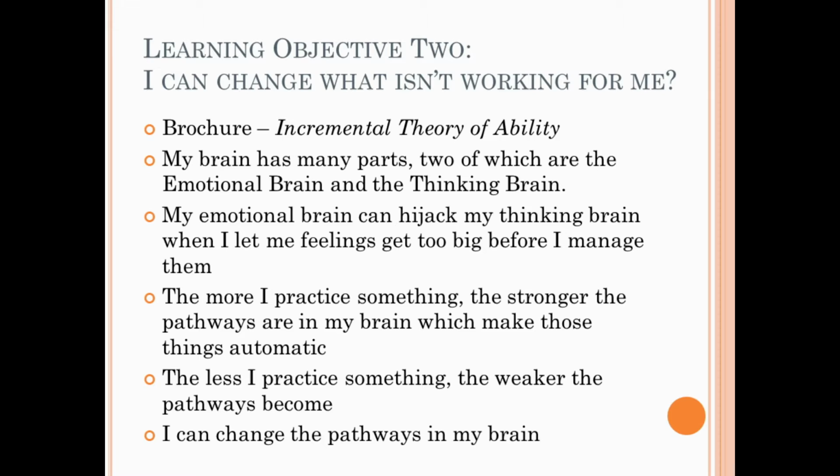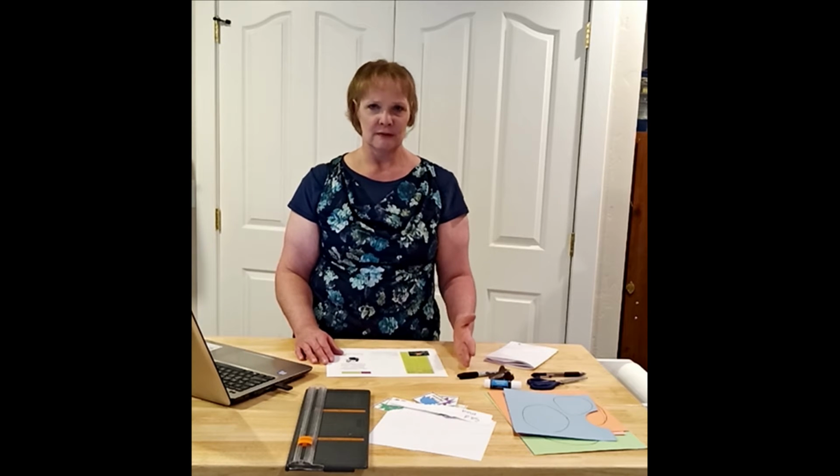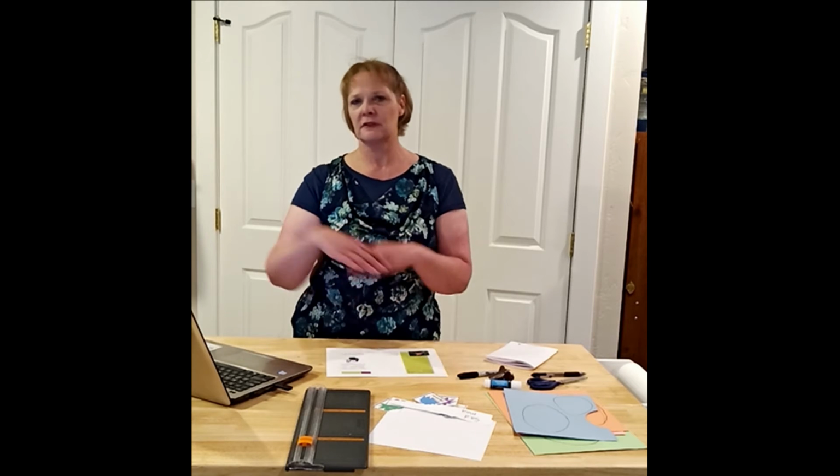So learning objective 2 is I can change what isn't working for me. I have a brochure called The Incremental Theory of Ability and Intelligence. And this brochure talks about how we used to think that our IQ and our learning abilities were kind of set when we were born, and that, if your IQ was this when you were 7, it was going to be that for the rest of your life, and you couldn't change that. But they've actually learned that we can increase our IQ, and we can, if we work hard and we apply ourselves, we can increase our abilities.